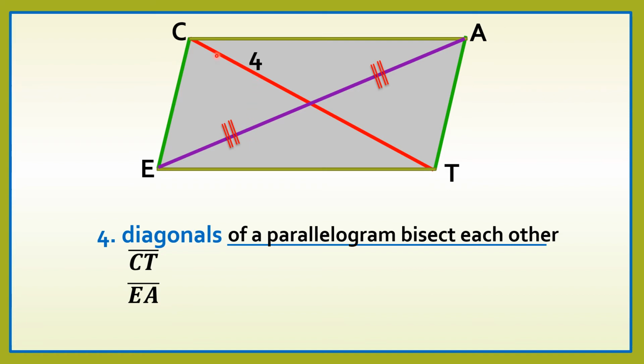Let's say, this segment, the measure is 4. Therefore, the measure of this segment is also 4. If the measure of this segment is 9, therefore, this segment is also equal to 9 because they are congruent. Remember, diagonals of a parallelogram bisect each other.